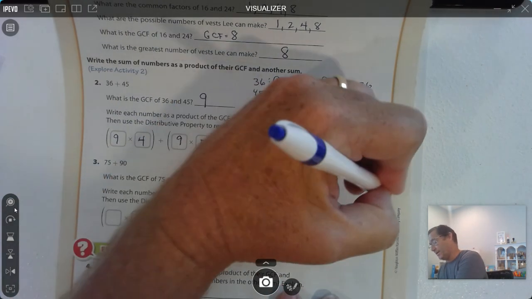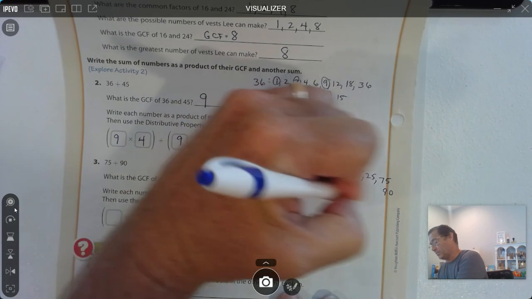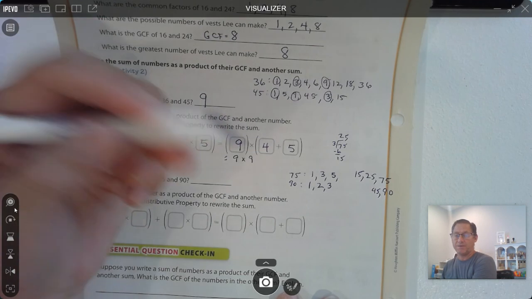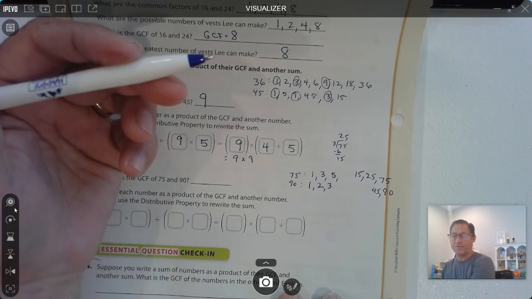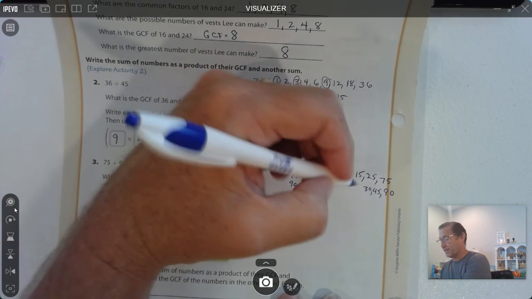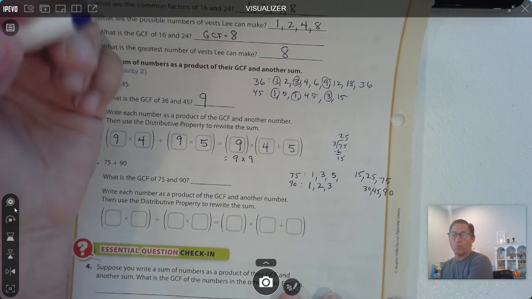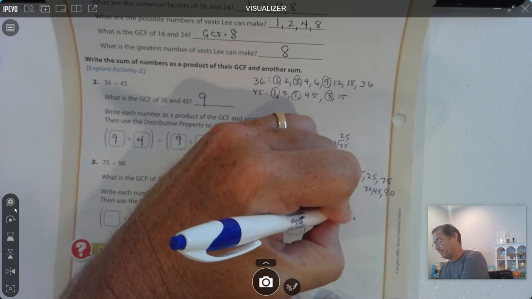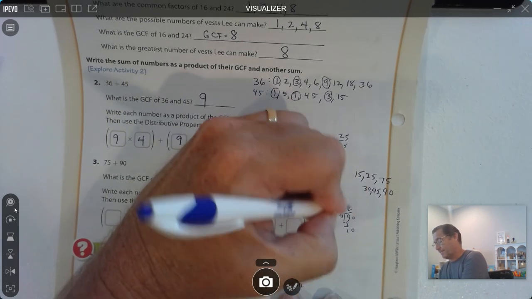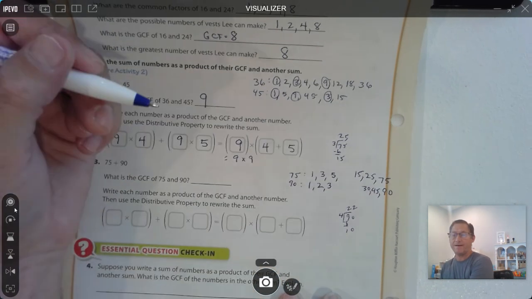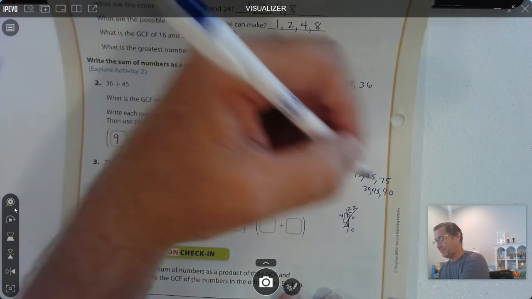90. We know 1 and 90. We know 2 and 45. We know 3 will work because 9 plus 0 is 9. 9 is divisible by 3, so 90 is divisible by 3. 3 and 30. 4. Will 4 work? Well, we can check, right? So, no, there's going to be a remainder there, right? 4 is not a factor.